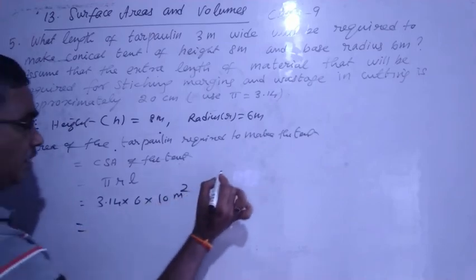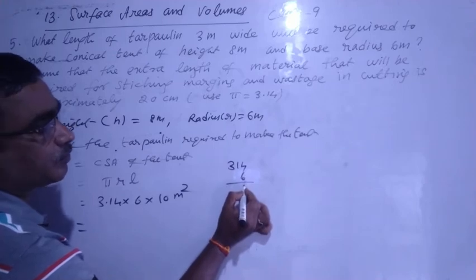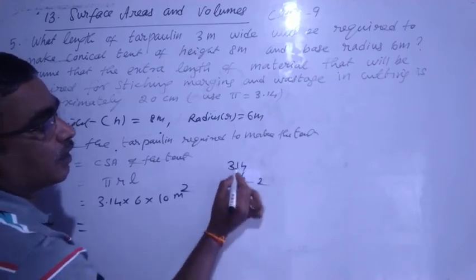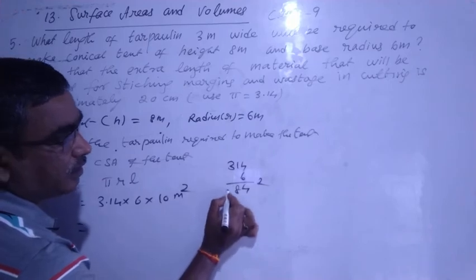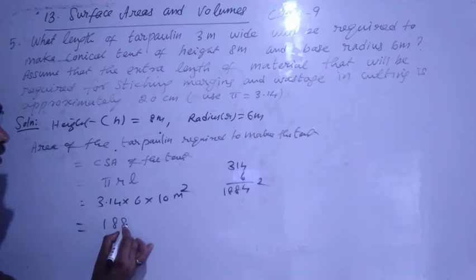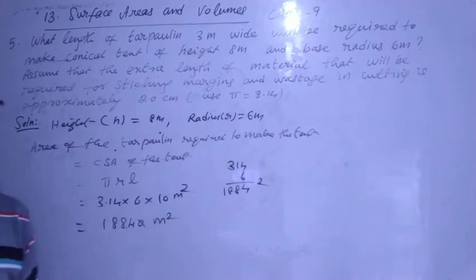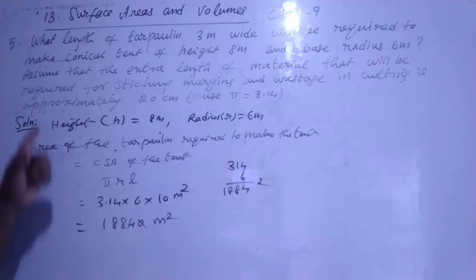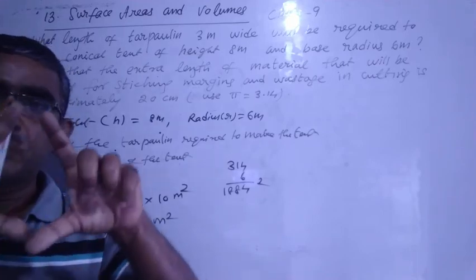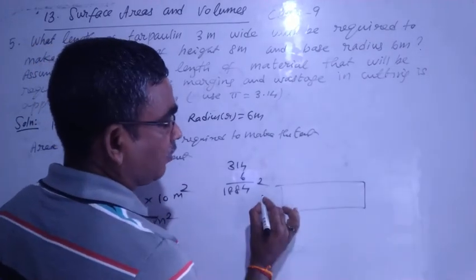So 314 into 6. 6 fours are 24, so 2 in hand, and 6 plus 2 is 8, then it becomes 18. So it is coming 1884, and with 2 places of decimal, this 0 will be cut off. That means 188.4 meter square canvas required. Okay, that's better. Now the width of the canvas, when you go and buy the canvas, it will be in rectangular shape. And the width of the canvas is given as 3 meter.